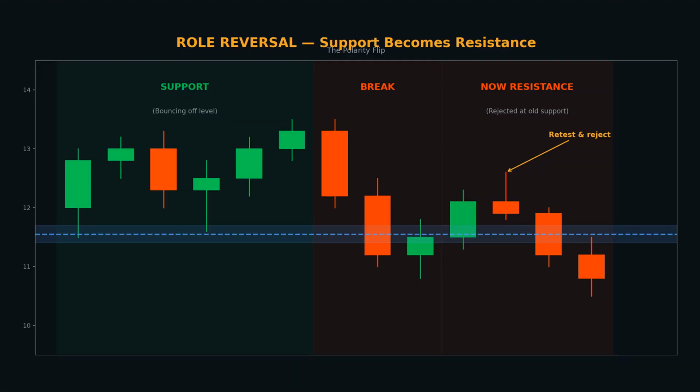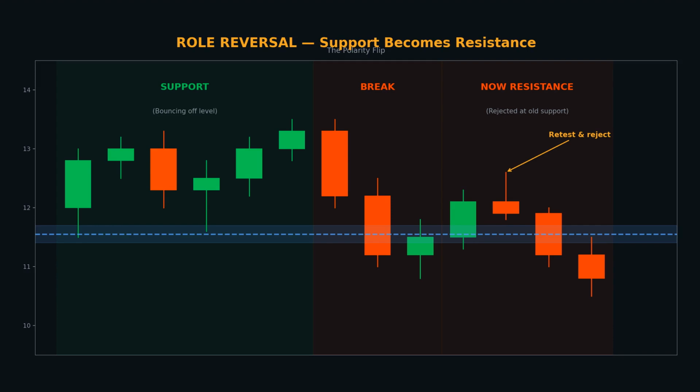Now here's one of the most powerful concepts in all of technical analysis, and once you understand it, you'll start seeing it everywhere. When support breaks, it becomes resistance. And when resistance breaks, it becomes support. This is called role reversal, or a polarity flip. Let me walk you through why this happens.